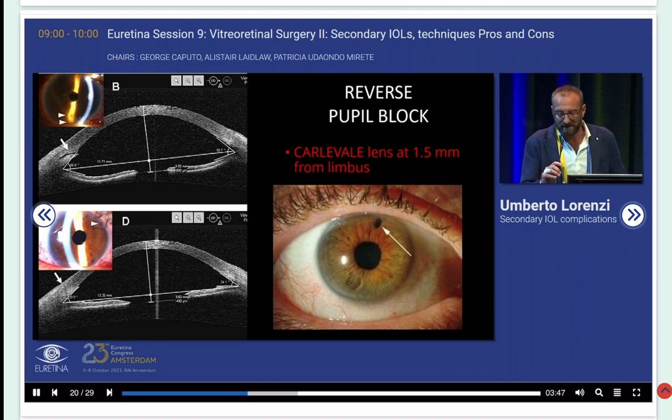Another complication typical of the Carlevale lens is the reverse pupil block. The iris is aspirated through the IOL and creates the reverse pupil block, like in pseudo-exfoliation syndrome. This occurs when the Carlevale is at 1.5 millimeter and can be resolved by laser iridoplasty.